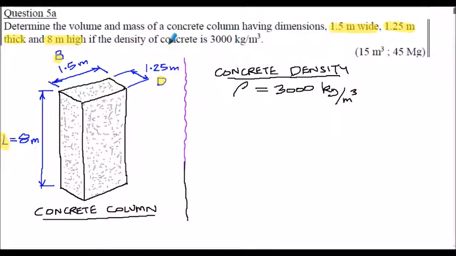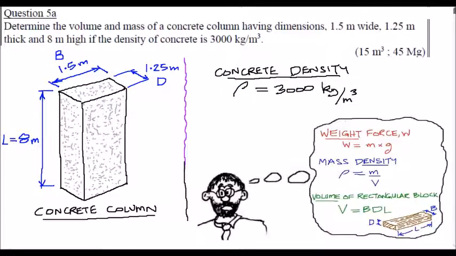We know the concrete has a density of 3,000 kilograms per meter cubed, and that's shown here. So just for a moment, let's think through the solution here. We're asked to find in the question the volume and the mass. So volume occurs here in our equations and also here.